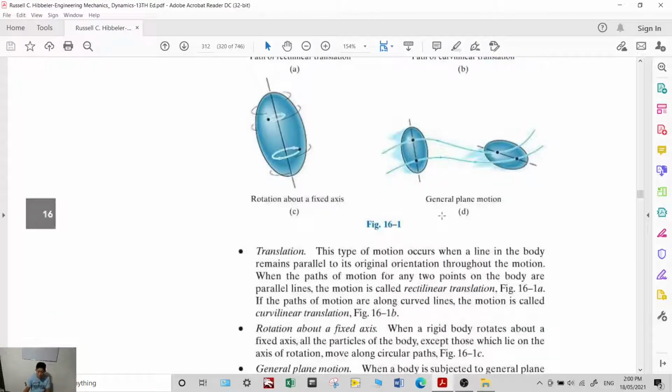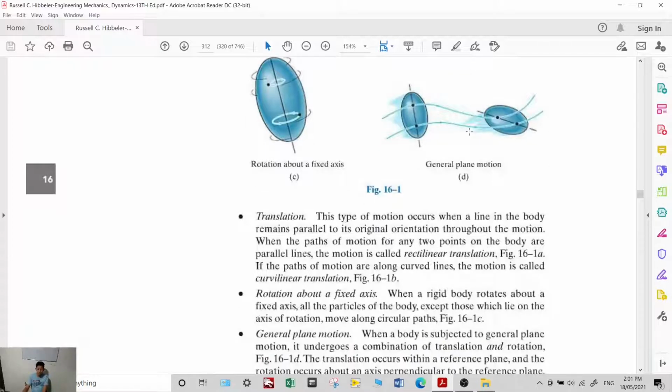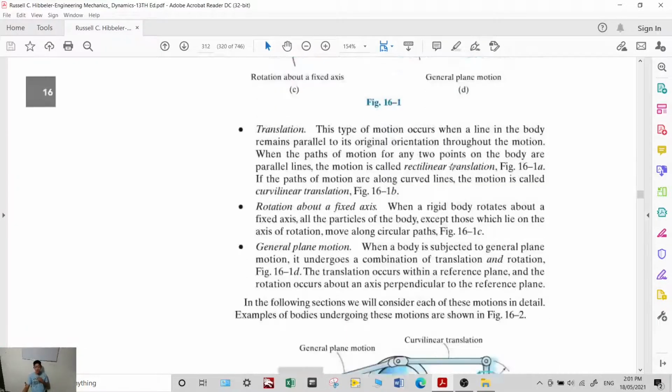Okay, rotation about a fixed axis is when a rigid body rotates about a fixed axis. So this is the fixed axis, and all the particles of the body, except those that lie on the axis of rotation, move along a circular path. Okay, and the third one is the general plane motion, wherein it is a combination of translation and rotation.